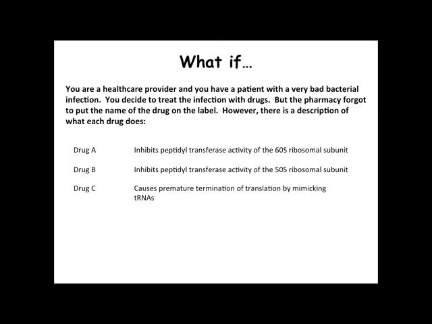So drug A inhibits the peptidyltransferase activity. This is the enzyme that forms the peptide bonds during elongation of the 60S ribosomal subunit. You have drug B, which inhibits the peptidyltransferase activity of the 50S ribosomal subunit. And you have drug C, which causes premature termination of translation by mimicking tRNAs. What that means is this drug looks like a tRNA, but when it's used during translation, it stops protein synthesis instead of adding on a new amino acid. So which of these would you want to treat your patient with? Think about it for a second.